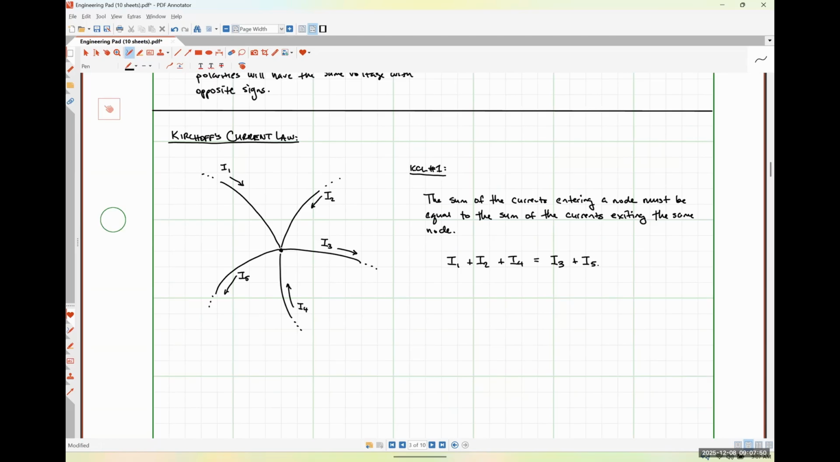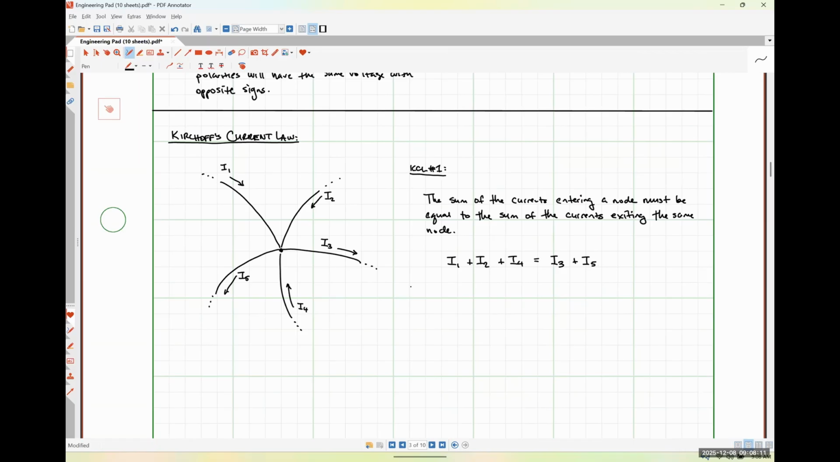So according to KCL formulation number 1, I should have I1 plus I2 plus I4 is equal to the sum of I3 plus I5. KCL successfully applied here. So now let's talk about the other two ways, very briefly, that we can think about Kirchhoff's current law.